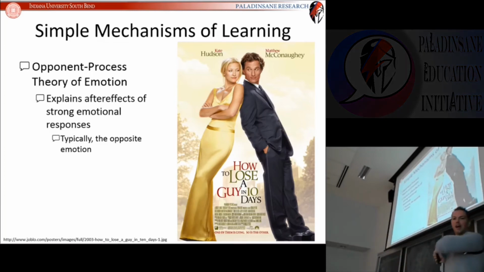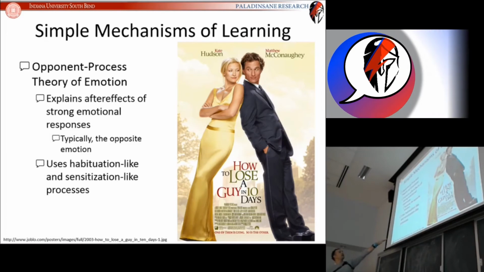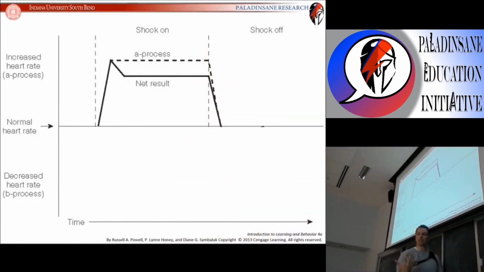Anyways, back to the point at hand. We're going to take a look at this, and again, the opponent process theories of emotion use habituation-like processes and sensitization-like processes. Not strictly habituation and sensitization, but like those processes. So let's first take a look at a textbook example, and then we'll apply it to the structure of rom-coms. This is the example from your textbook. We'll go over this as our intro.